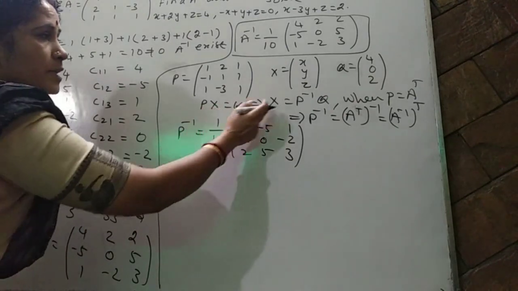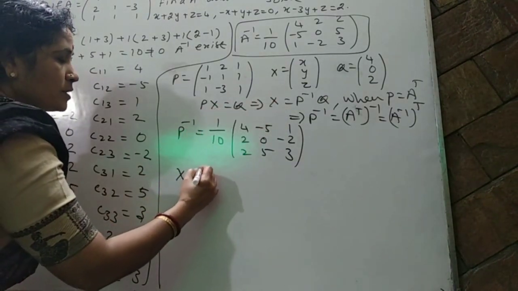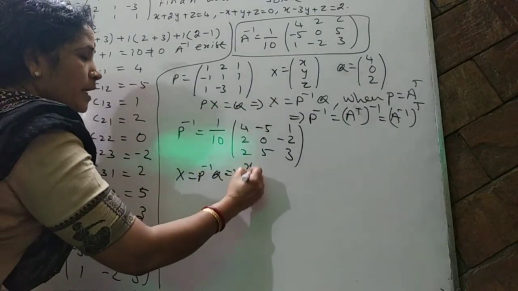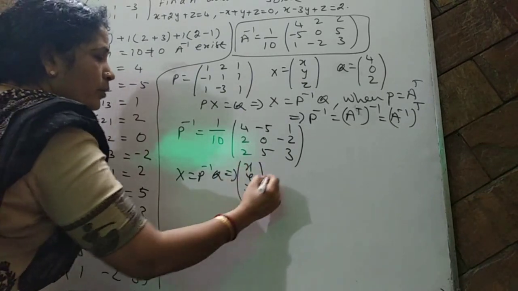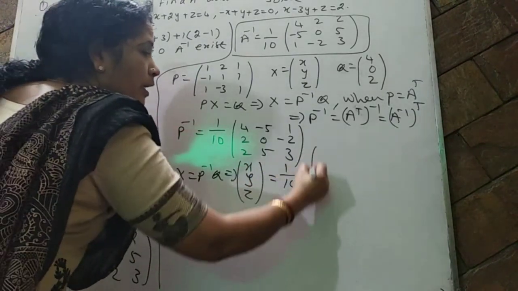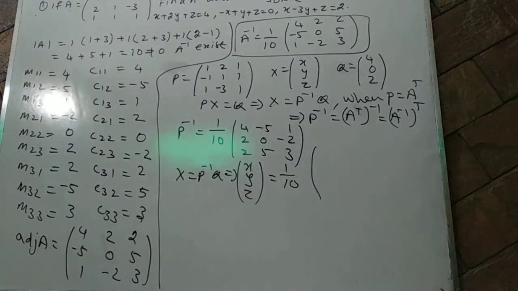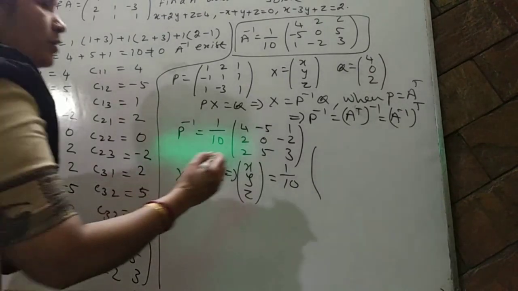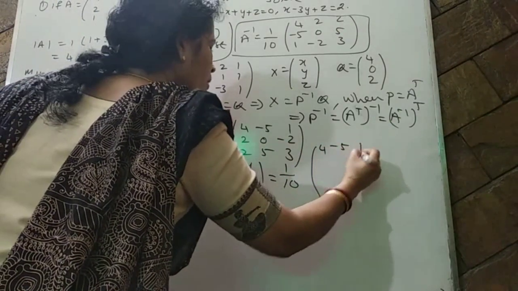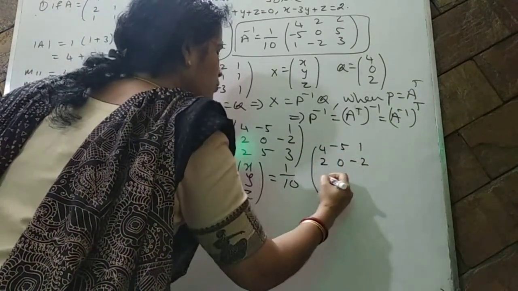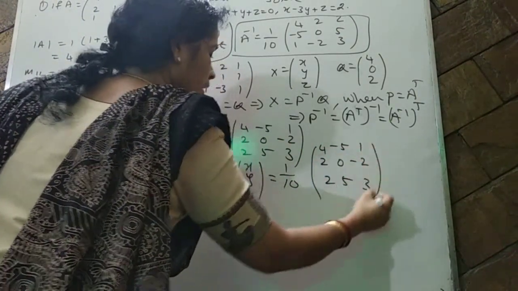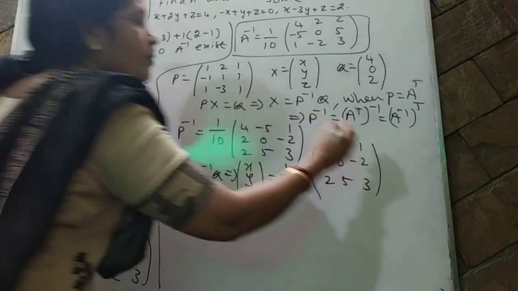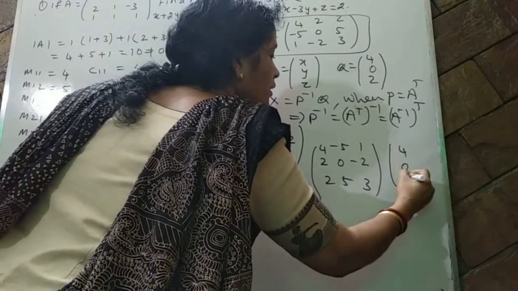Now I am solving this equation. X is equal to P inverse Q. So this implies X, Y, Z equals P inverse Q. We have 1 upon 10 into 4, minus 5, 1, and then 2, 0, minus 2, and then 2, 5, 3, into the Q matrix. The Q matrix we have is 4, 0, 2.